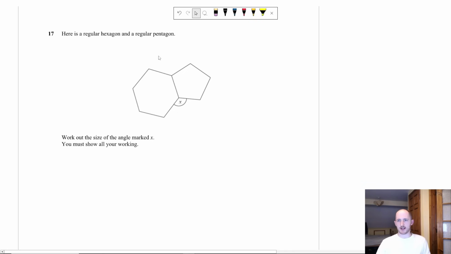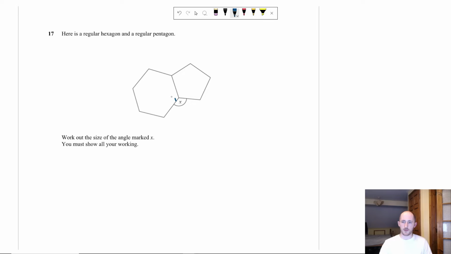Here is a regular hexagon and a regular pentagon. Work out the size of the angle marked x. Now this is pretty interesting. There's a couple of things we can do. Quite a few things we can do, actually. There's a few equations that we can do in order to work this out. And I think the easiest way to think of this, and bear in mind in the mark scheme, there's going to be 2 methods as well, because again there's 2 ways of doing this.